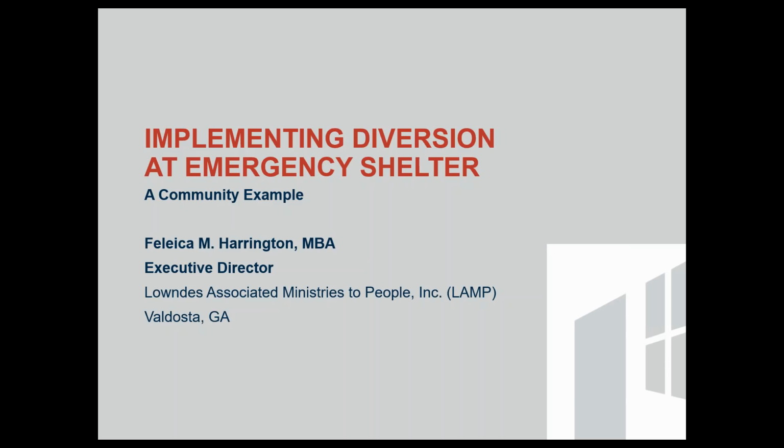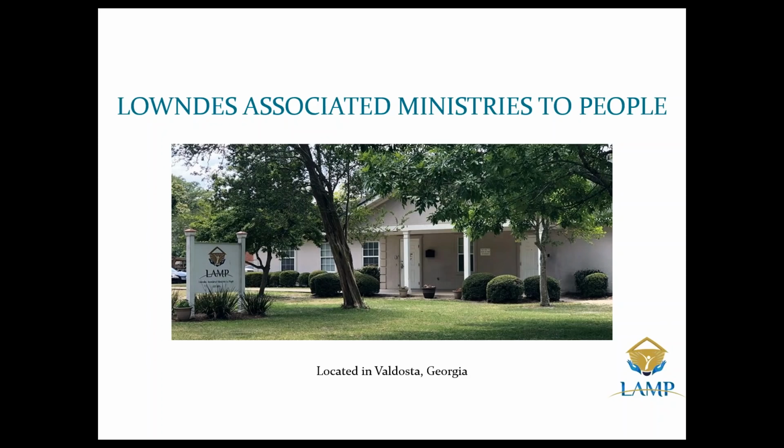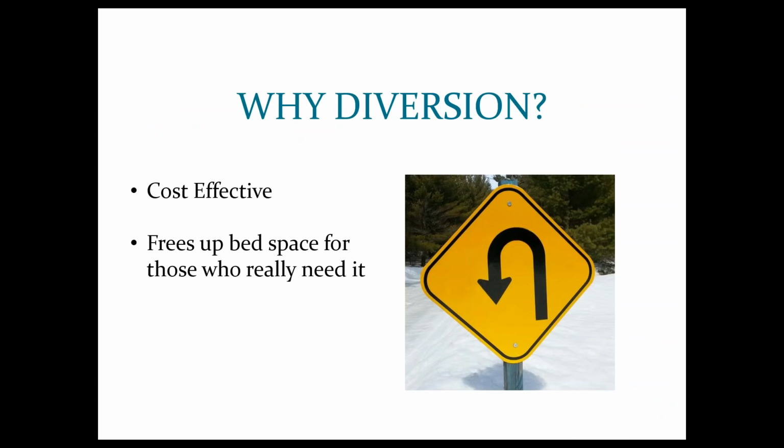Well, Lowndes Associated Ministries to People, also known as LAMP, is an emergency shelter located in Valdosta, Georgia, in a rural community located along the Florida border. We have a population of about 110,000 people. We are the only homeless shelter within a 286-mile radius that serves men, women, and families.